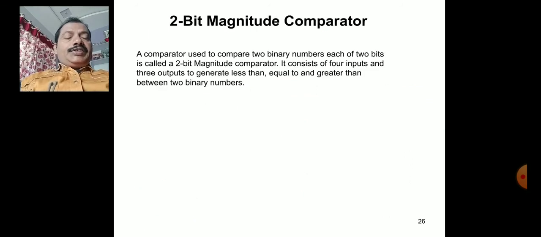Next, let us consider 2-bit magnitude comparator. A comparator is used to compare two binary numbers. Each of 2 bits is called a 2-bit magnitude comparator. It consists of 4 inputs and 3 outputs to generate less than, equal to and greater than between two binary numbers. So always identify the number of inputs and outputs because it is 2-bit comparator. Each input is 2-bit number. That you have to keep in mind.